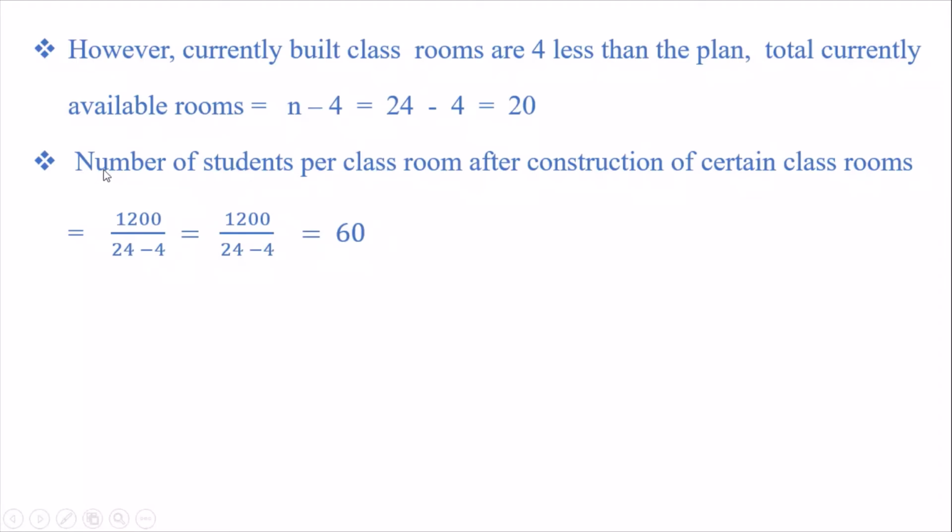The next question is the number of students per classroom after the construction of the classrooms. According to the achievement of the school community, the ratio of the number of students to classrooms is 1,200 divided by (24 minus 4), which is 1,200 divided by 20, which is 60. Therefore, the number of students per classroom is 60, and the number of available classrooms is 20. These are the required answers for this problem.